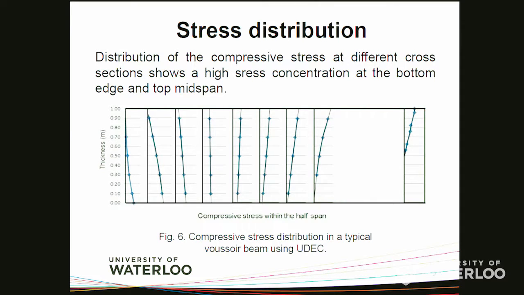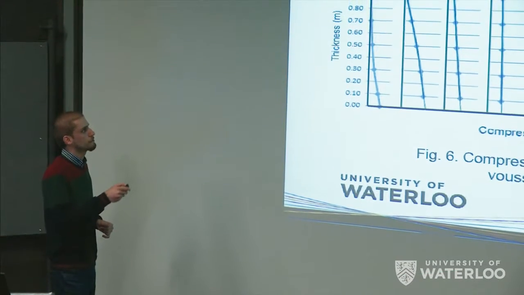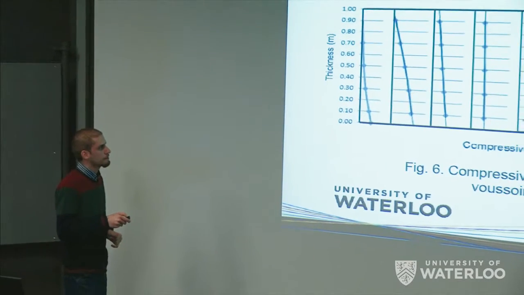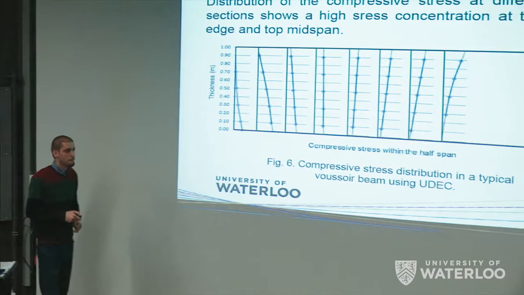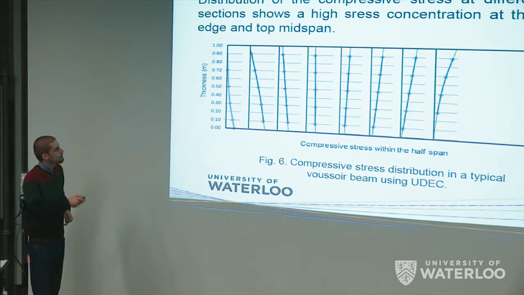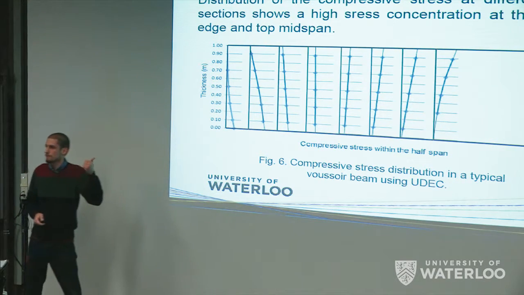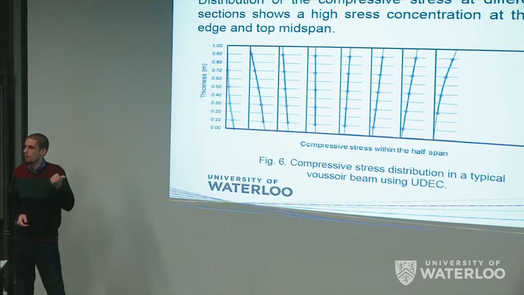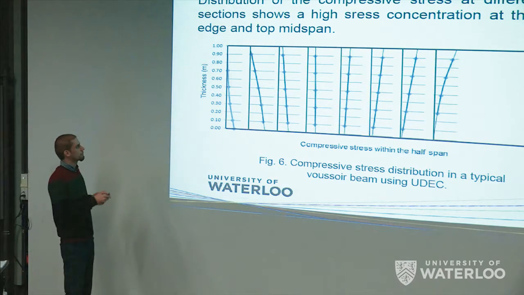So assume that I have a roof beam, and this is actually half of it because of the symmetry. This is the thickness of the beam, which is assumed to be 1 meter. And this is the length, which is equal to half of the span. And I have different cross sections through the beam. I wanted to see how the stress varies at each cross section. I want to know how the distribution of the stress within the beam looks.